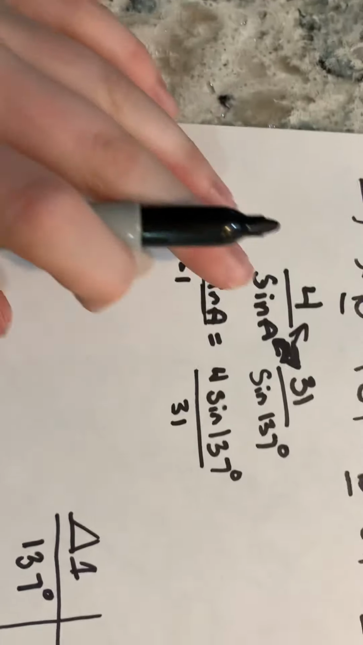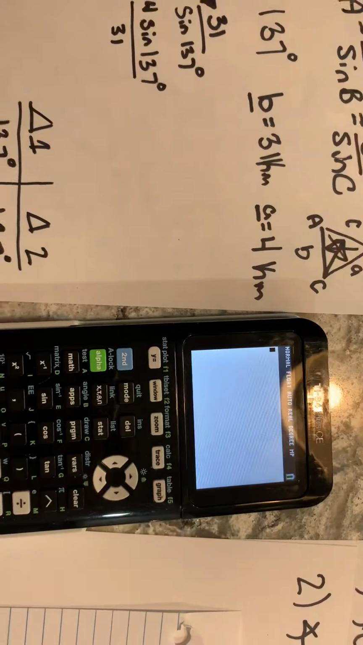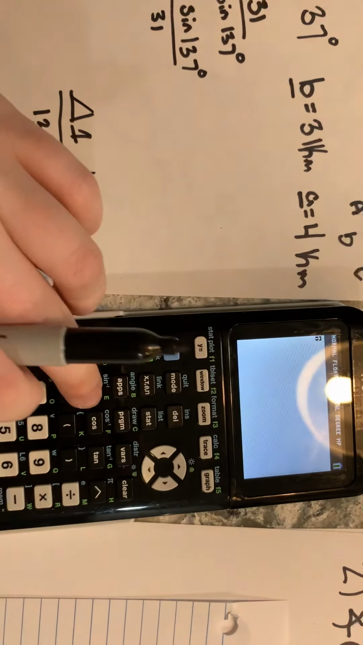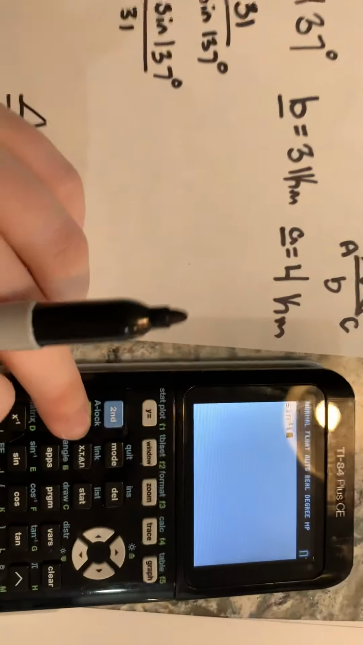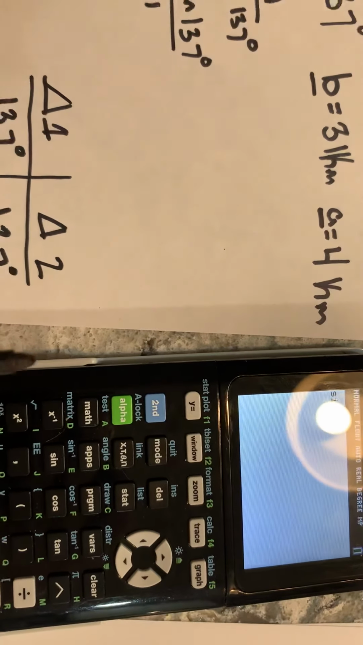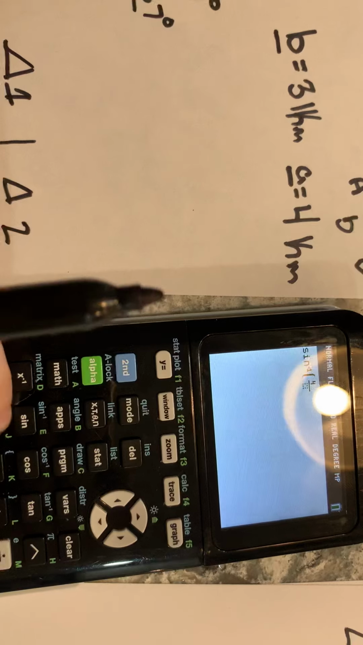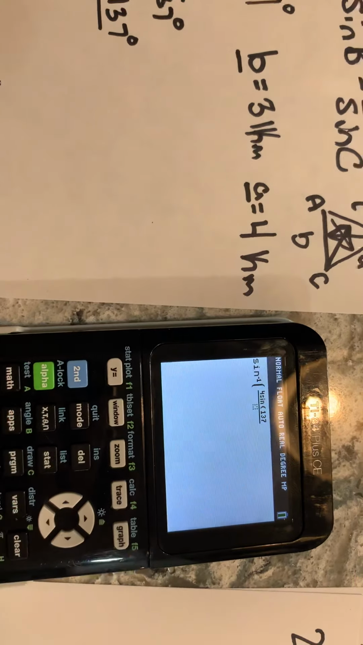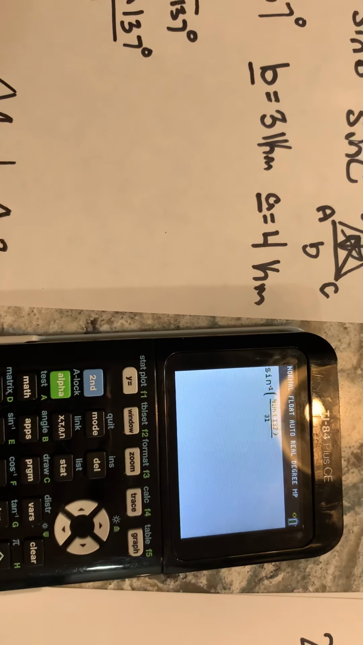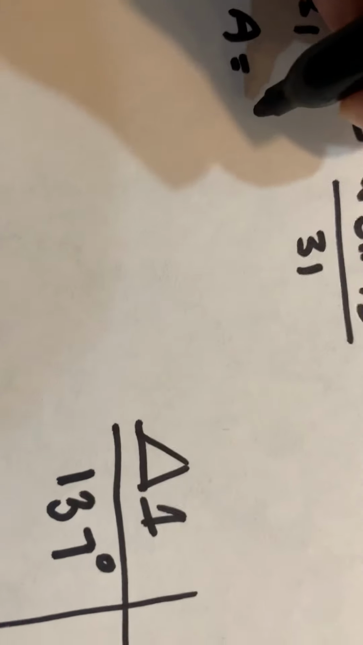And if you want to solve for A, all you have to do is go to your calculator and plug in for the inverse sine. So you hit second sine, and then you plug in what you have over here. So we have 4 times the sine of 137 over 31, which will get us our angle A, which is 5.04, which we will round up to 5.05.